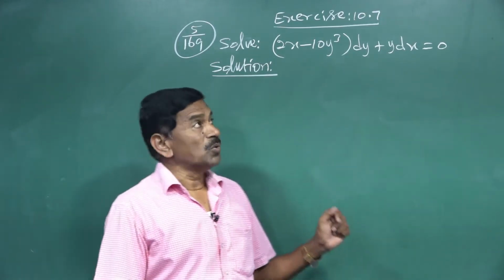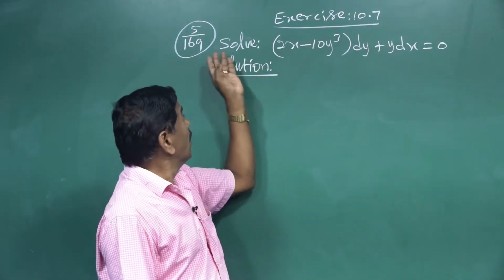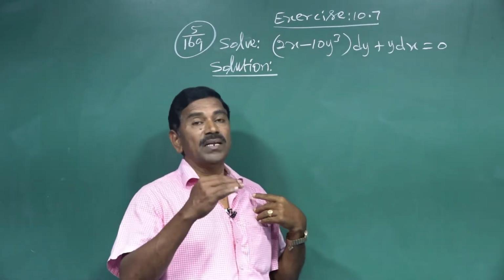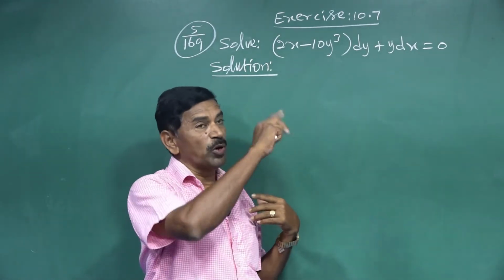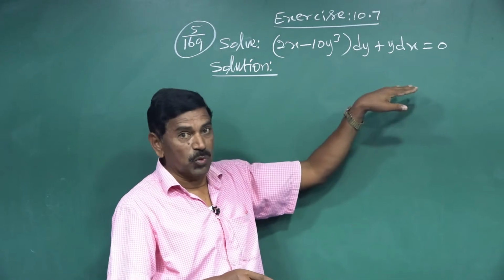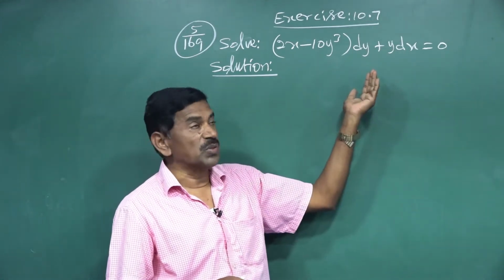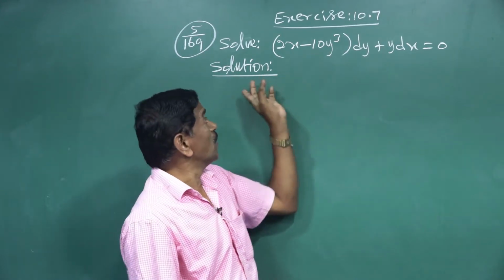Children, listen. Now, exercise 10.7, fifth question. Before, we completed a third question, which comes under linear in y. The differential of y means only one y, there is no other y variable, and the remaining are all functions of x. So that is linear in y. Now, listen to the question.